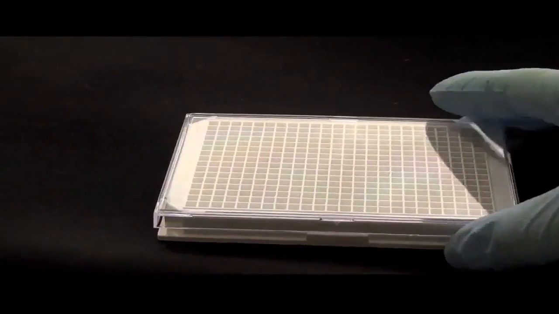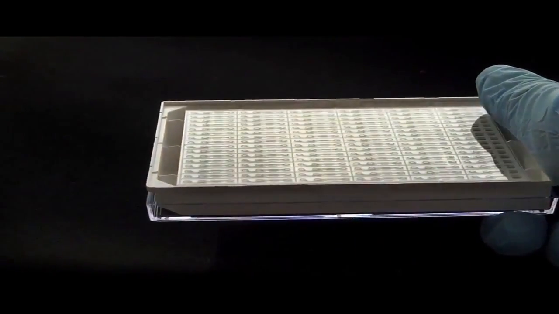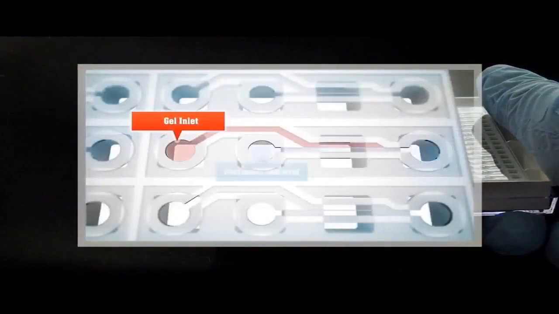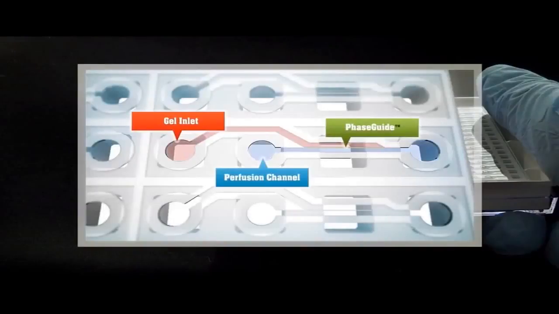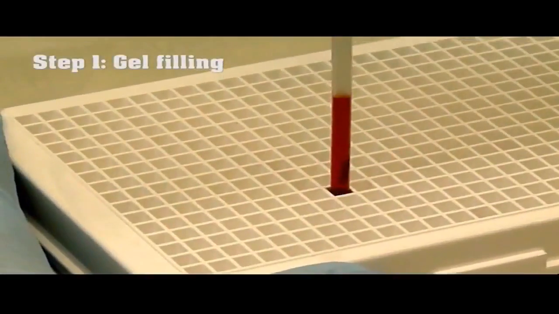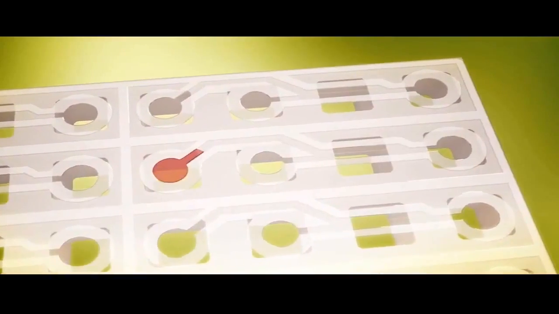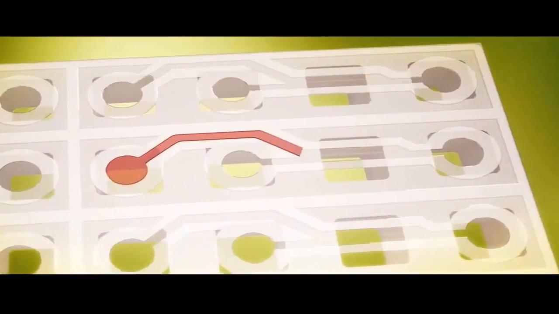So here's the OrganoPlate. When you tip it over, you see the microfluidics and the reflection. Up to 96 individual microfluidic networks with a gel inlet, perfusion channel and the phase guide. Here we enter the liquefied gel into the device. The gel goes into the device by capillary force, and the phase guide, which is right here in the middle, prevents the gel from jumping over to the adjacent channel.